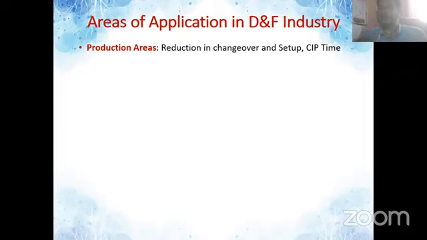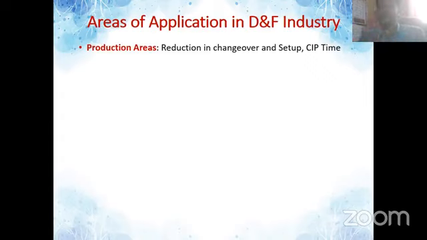The next is CIP time. We know that after every batch we have to CIP our pasteurizer or our equipment. This CIP involves different steps like rinsing, acid rinsing, alkali rinsing, and final rinsing. Each step requires 10-15 minutes to complete. So by gathering a group of employees or individuals from a company and brainstorming, we can reduce the CIP time.